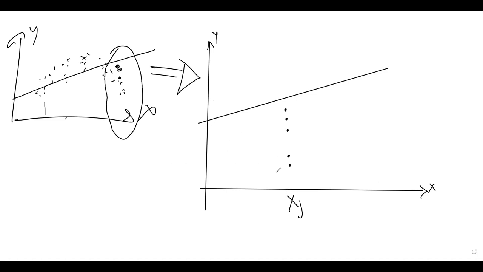The corresponding y values I denote here as y1j, y2j, y3j, y4j, y5j. This is the first response in this level. This is the second response in this level. Likewise, let's say you have five observations here, right?